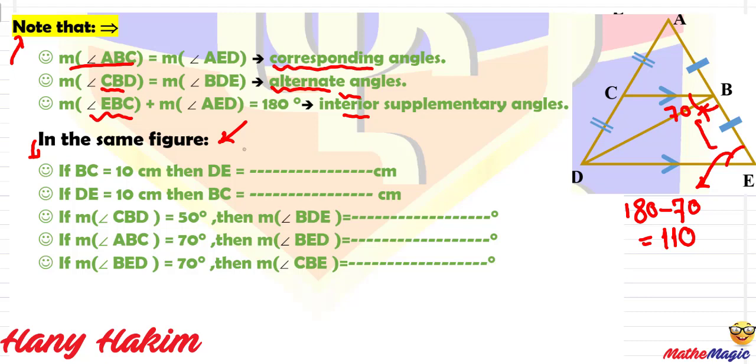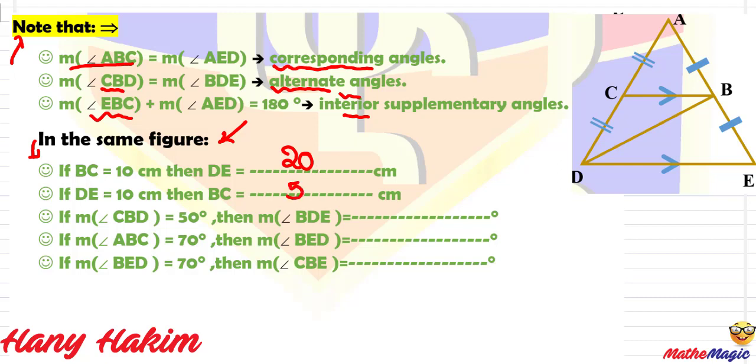Let's solve the following examples for the same drawing. Please pay attention with me in this example. If BC equals 10, I can find the length of DE, which is 20, because ED is double of BC. If DE equals 10, then BC will be half of it. What is the reason? Because C is the midpoint of AD, B is the midpoint of AE. So BC will be parallel to ED and equal half the length of it.